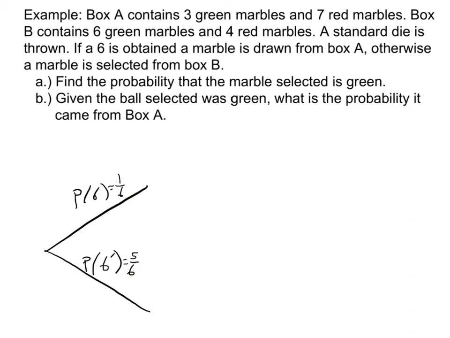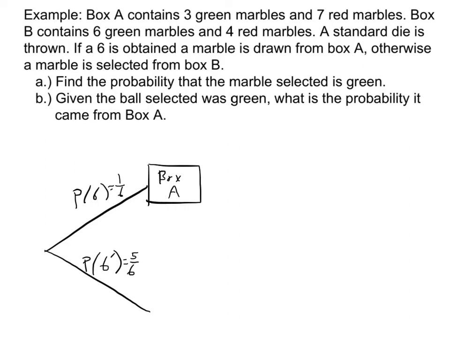Right? So now what happens? If you follow this path in the tree, if you go this way, you had a 1 in 6 chance of rolling a 6. If you roll a 6, what happens? If that happens, then we are in a position where we are drawing out of box A.